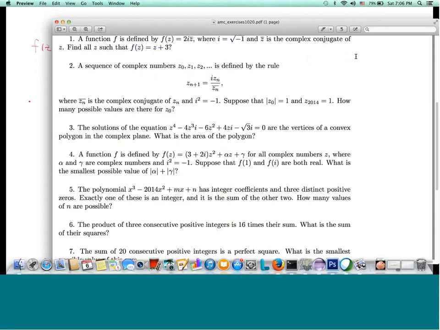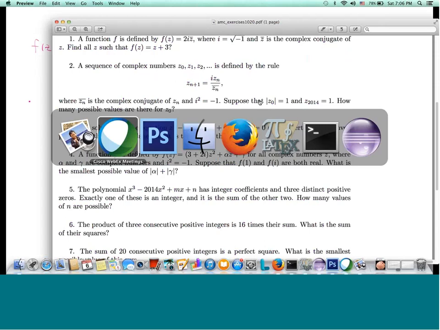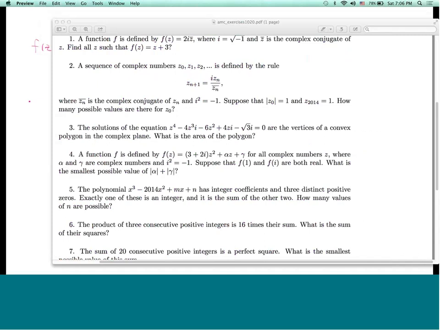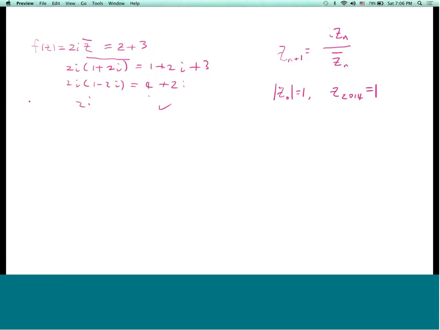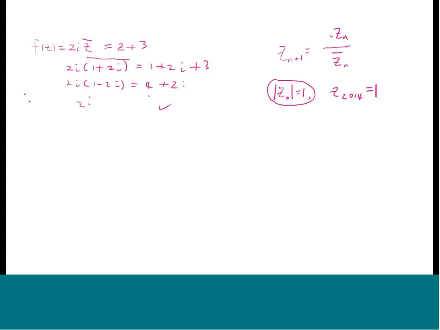How many possible values are there for z_0? That's the question you need to answer. Because of this condition, you can write z_0 essentially as just the angle, e to the i theta for some theta. So the question is asking what theta could be. For example, if theta is 0, it looks good. Let's see together.